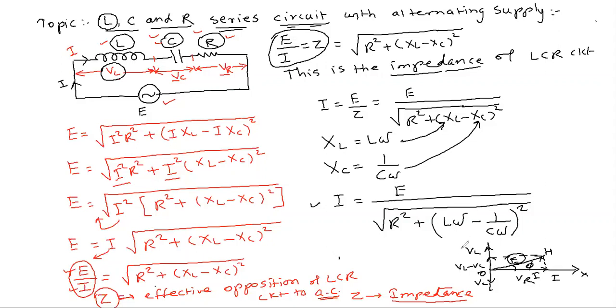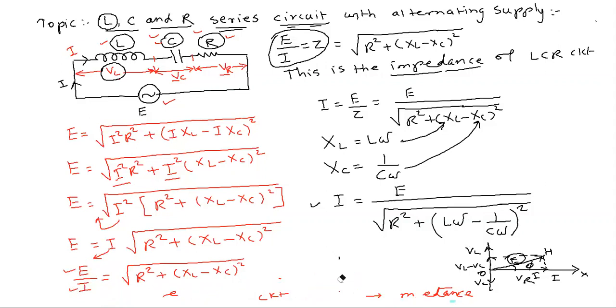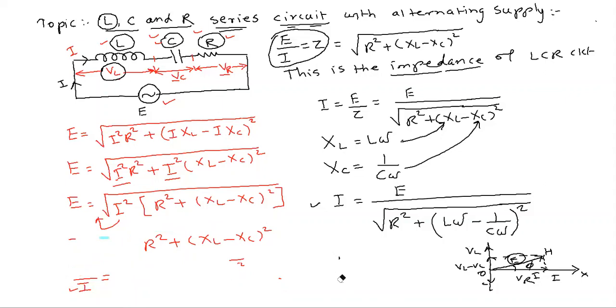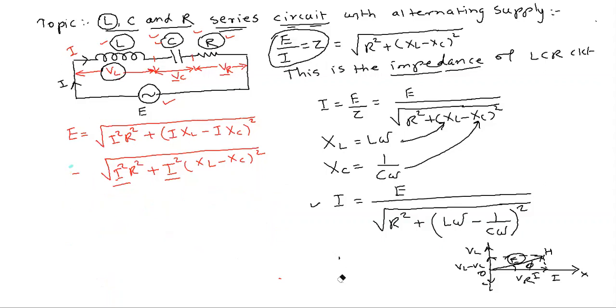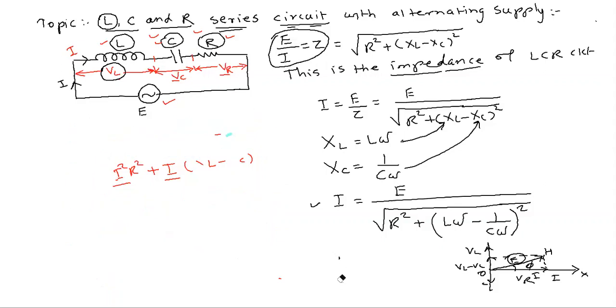So I can write from this figure tan phi. What is the value of tan phi from this figure? Anybody? What is the value of tan phi? Yes, tan phi is equal to VL minus VC upon VR. Very good. So from this figure I can write here tan phi is equal to VL minus VC divided by VR.